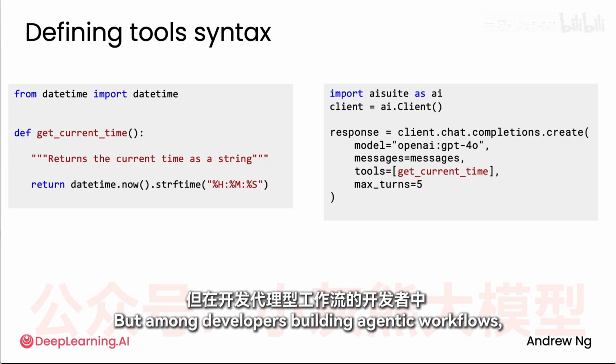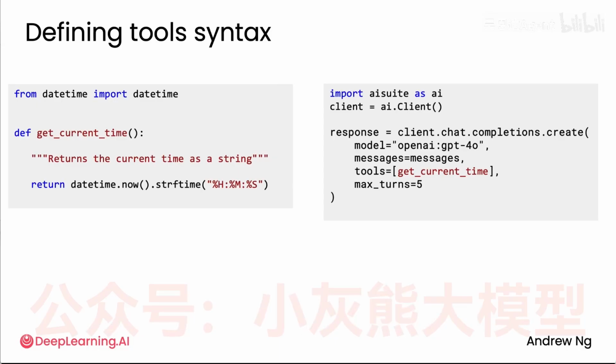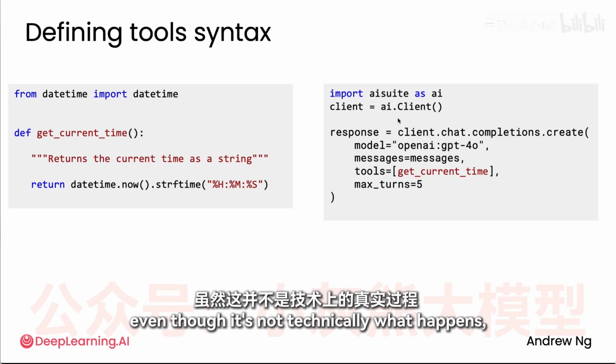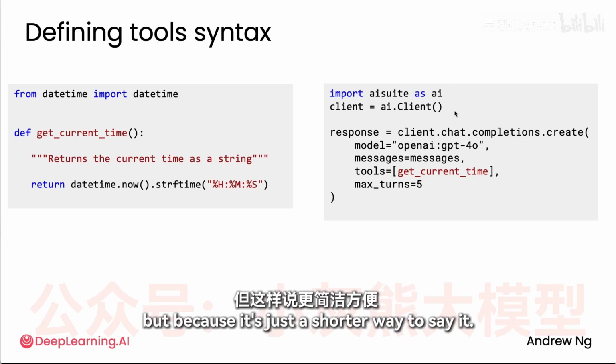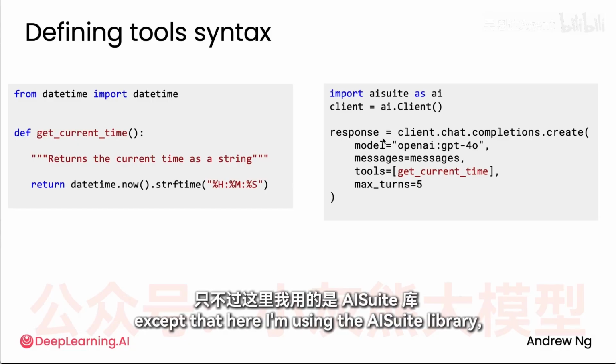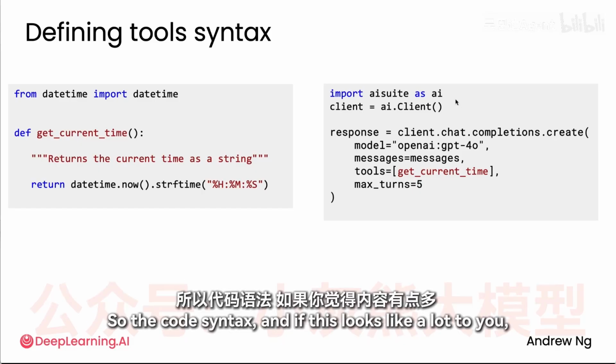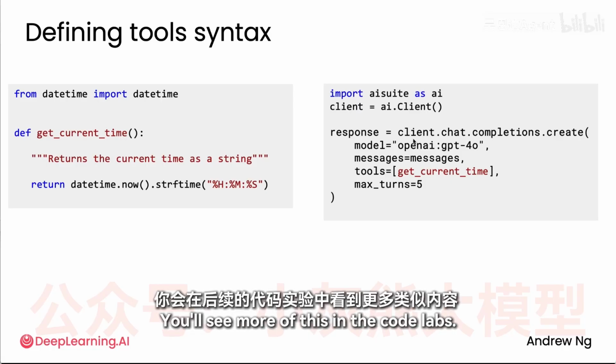But among developers building agentic workflows, many of us will occasionally just say the LLM calls the tool, even though it's not technically what happens, because it's just a shorter way to say it. This syntax here is very similar to the OpenAI syntax for calling its LLMs, except that here I'm using the AI Suite library, which is the open source package that some friends and I worked on that makes it easy to call multiple LLM providers. So the code syntax, and if this looks like a lot to you, don't worry about it. You'll see more of this in the code labs.